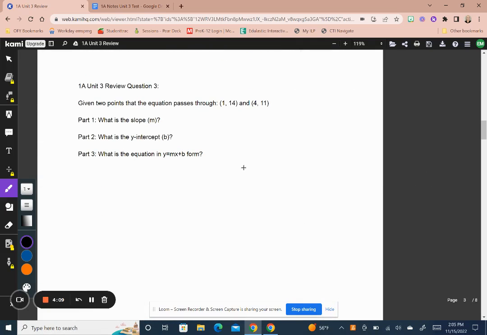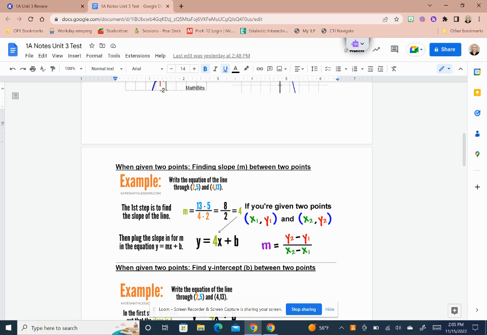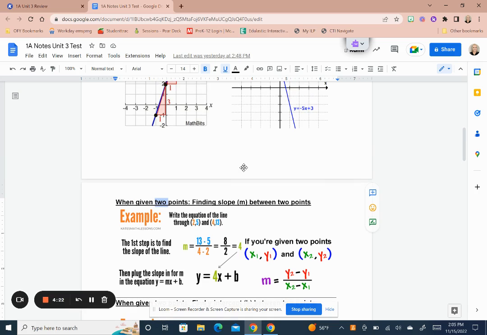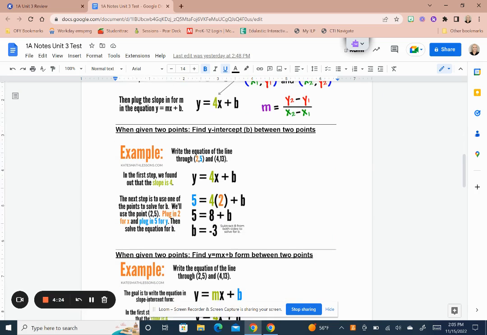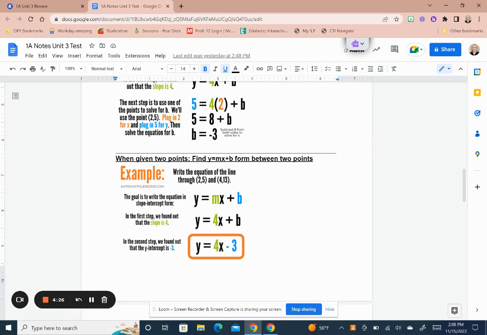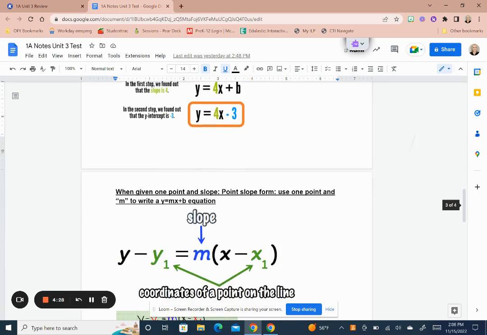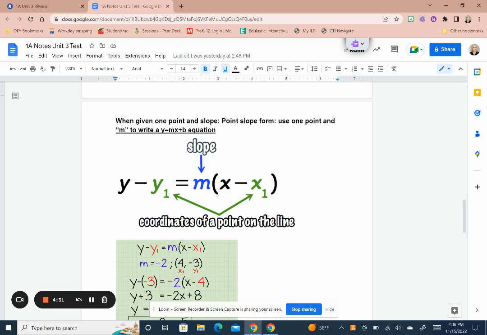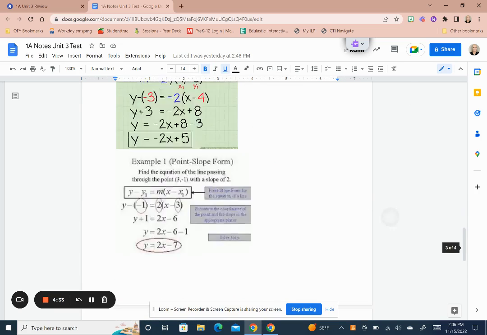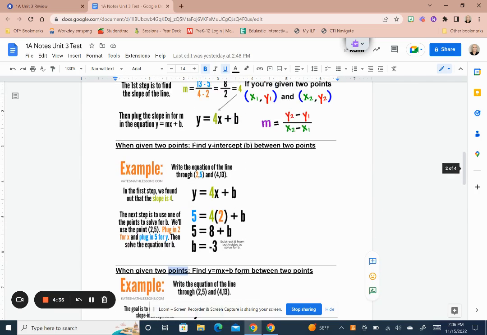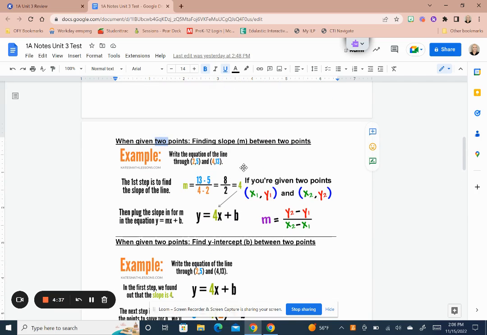So it says given 2 points. That matches this over here. Further down, we have 1 point slope, and we also have parallel perpendicular. Okay. Let's take a look at what we have. It says 2 points.